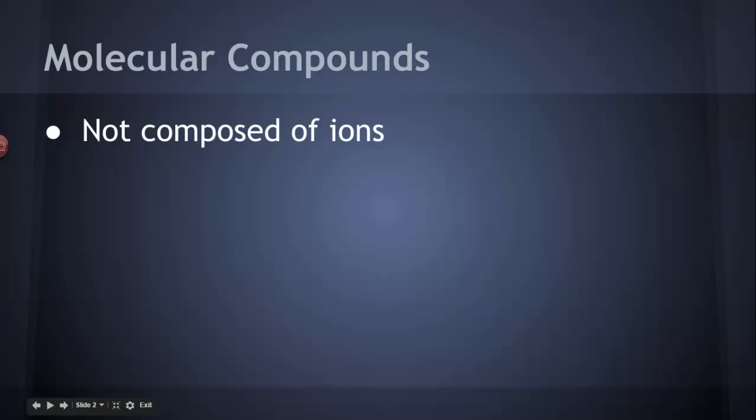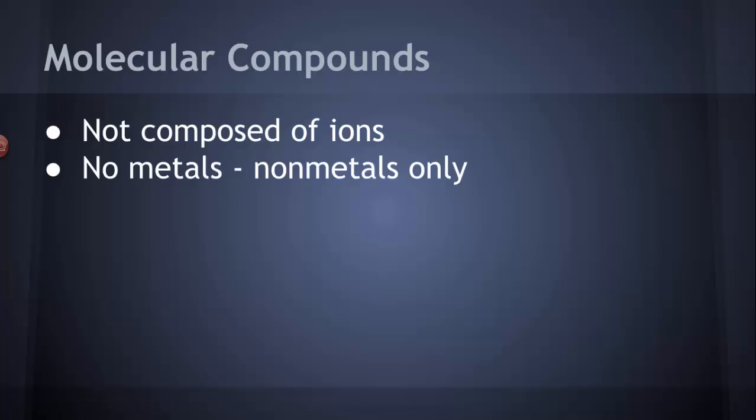Well, it's not made of ions, like ionic compounds. And because of that, that means there aren't any metals in the compound. Remember that metals always lose electrons to become stable. But that's not the only way to become stable. You can gain electrons, and you can also do something else called sharing electrons, and we'll talk about that later on. But the only way metals can become stable is by losing electrons.